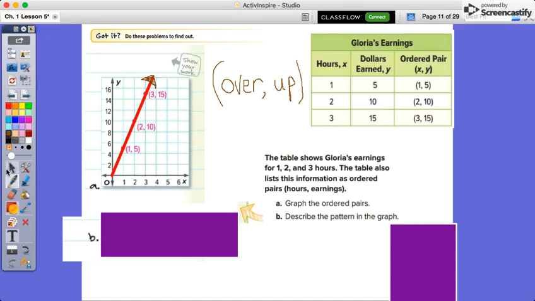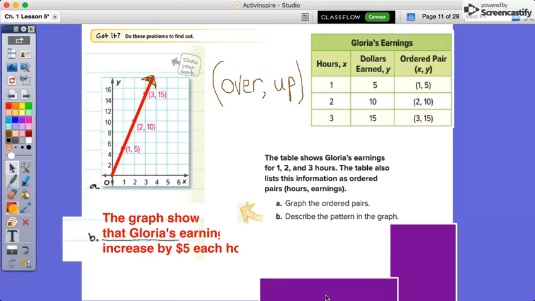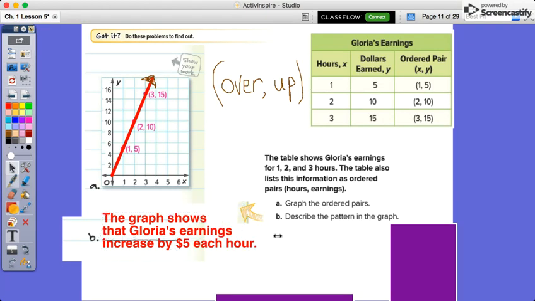Okay, last part says to describe the pattern in the graph. So basically what you're going to say is, like, what do you see in the graph? And we're going to say that the graph shows Gloria's earnings increase by $5 each hour.